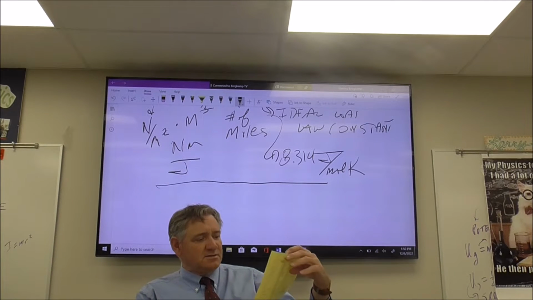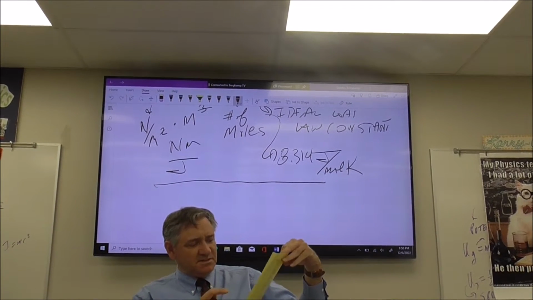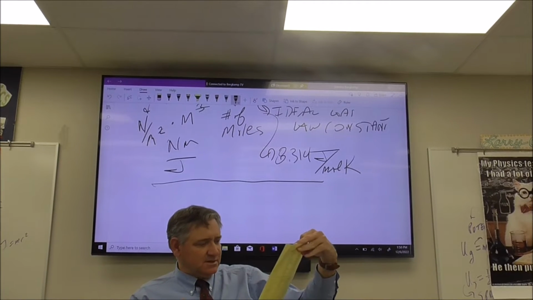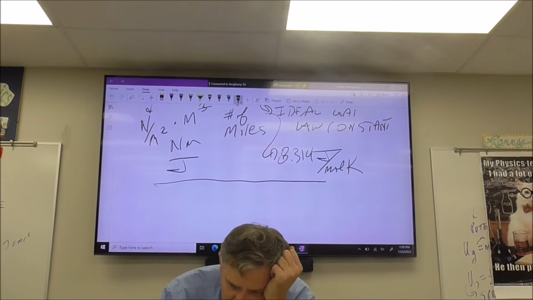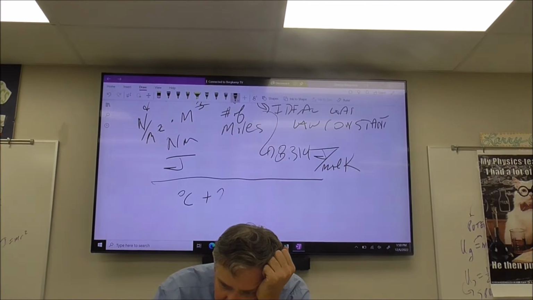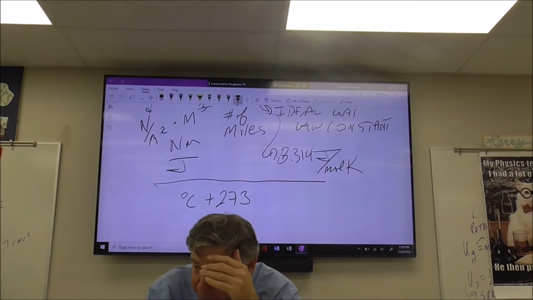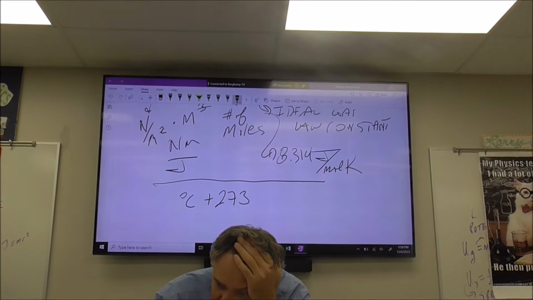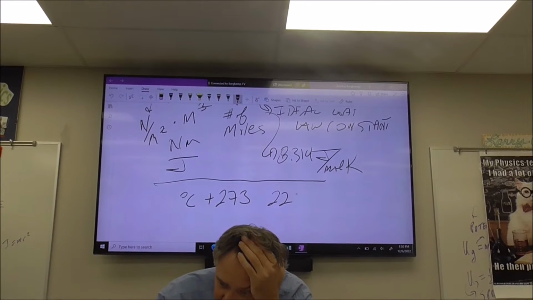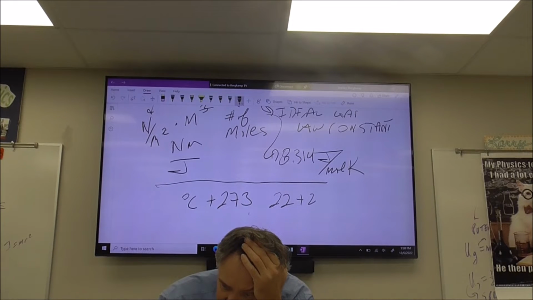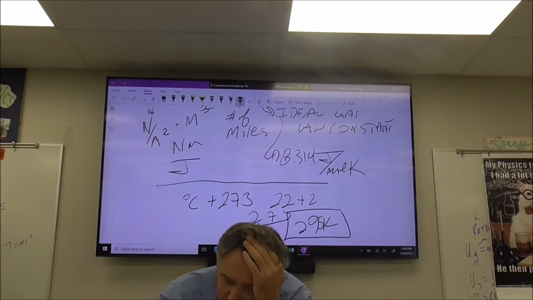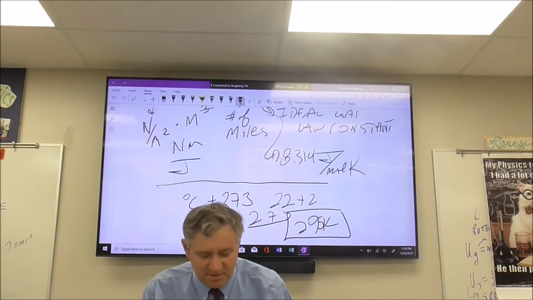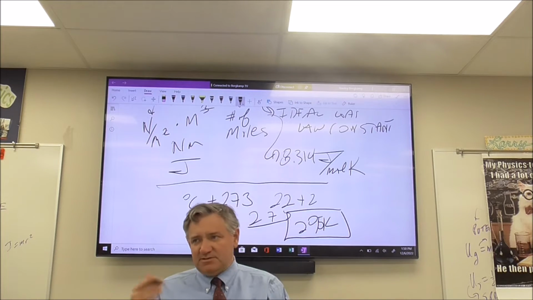This is on this conversion sheet here. If you want to go from Celsius to Kelvin, basically you take your temperature in Celsius and you add 273 to it. So right now, this room temperature is about 22 degrees Celsius. We add 273 and we get 295 Kelvin.